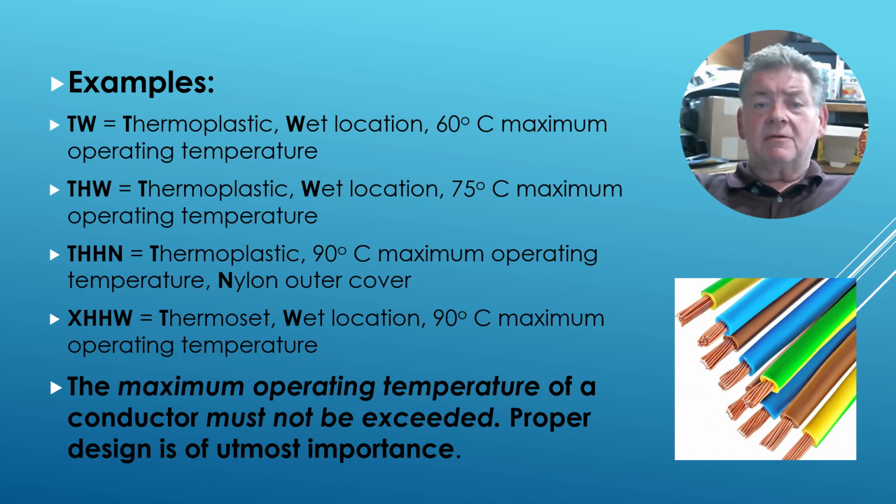Well, what about XHHW? What does X mean? Well, X means that the insulation is made of thermoset, not thermoplastic. Two H's indicate a 90 degrees C maximum operating temperature, and the W indicates that it's listed for use in a wet location. What's the difference between thermoplastic and thermoset?